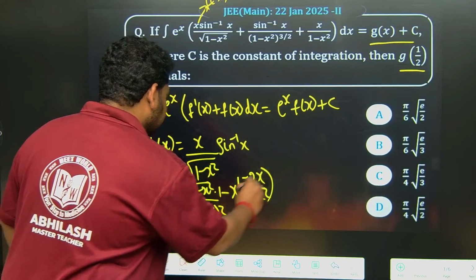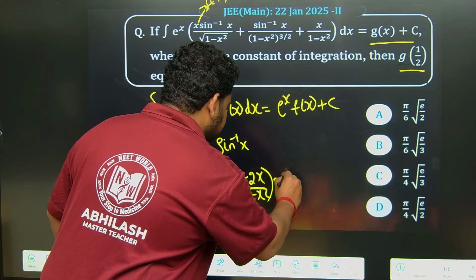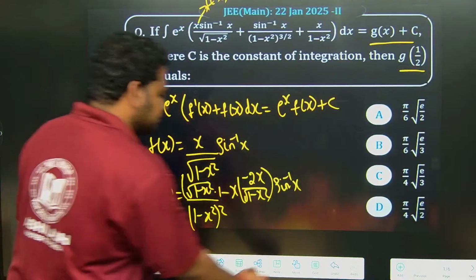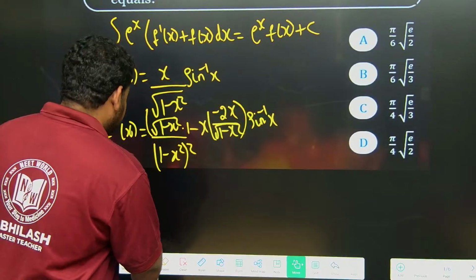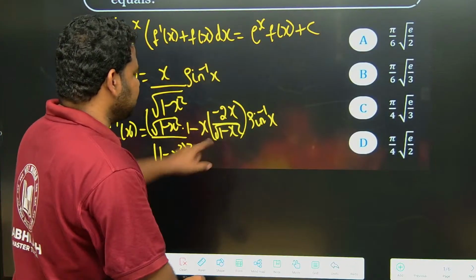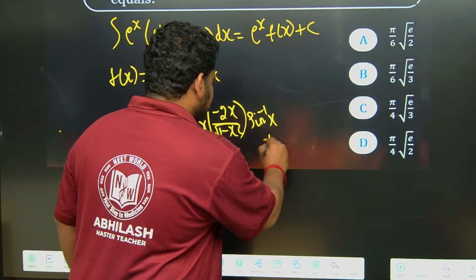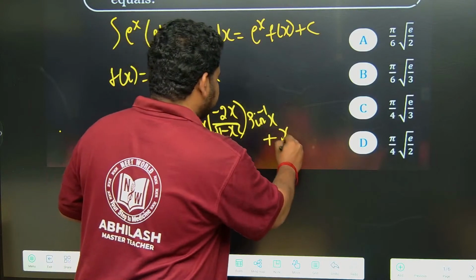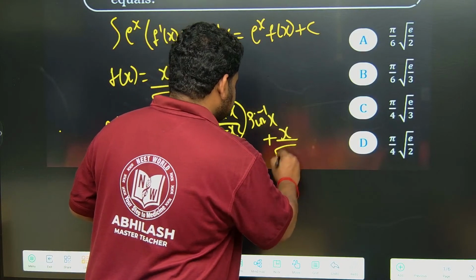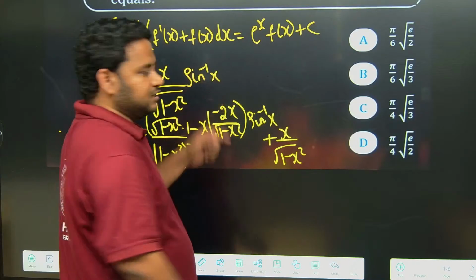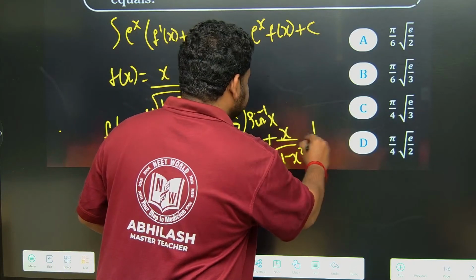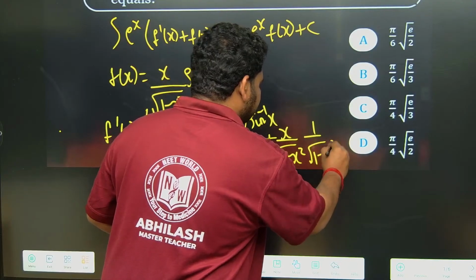This entire thing outside this will have sin inverse of x. Alright, now what I will have is plus sin inverse of x plus, now what should I write? This x by square root of 1 minus x square, I should write it as it is, and the derivative of sin inverse of x is nothing but 1 by square root of 1 minus x square.